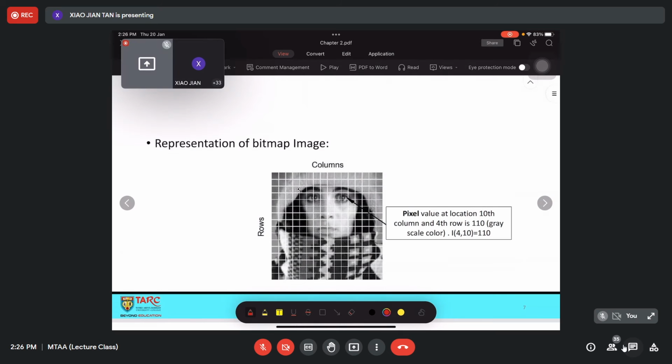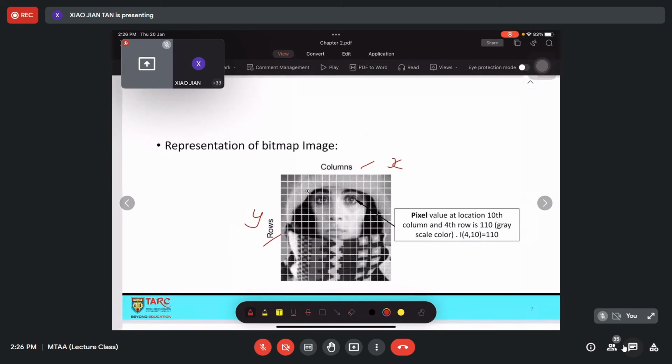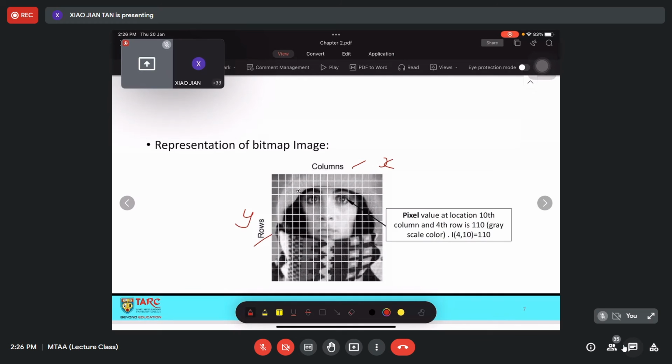So, representation of a bitmap image. This is one of the example images. This is the column, this is the row, which is the x-axis and y-axis. The pixel value at column number 10 and row number 4 is 110 grayscale color. So I is the function for 10, 4 equal to 110. Row first, followed by the column.